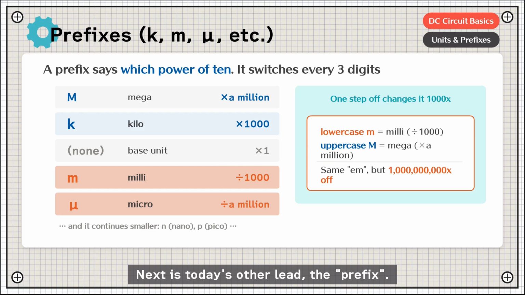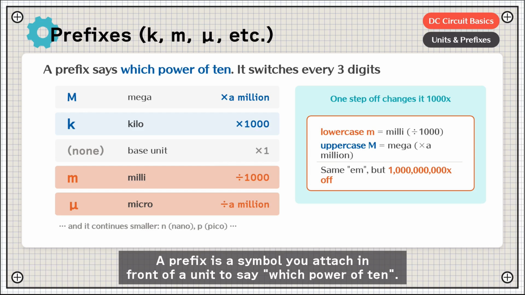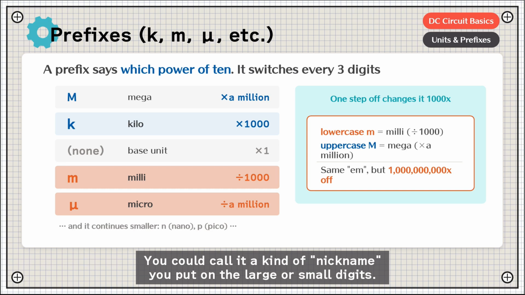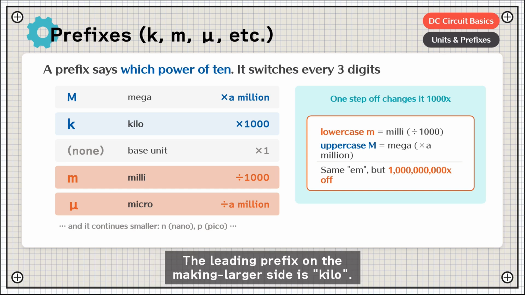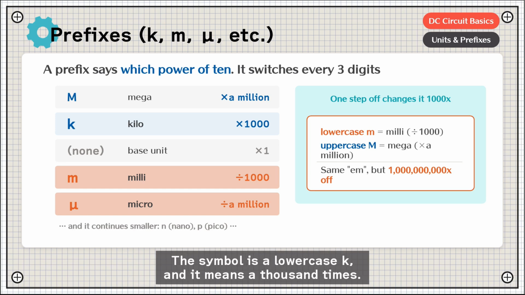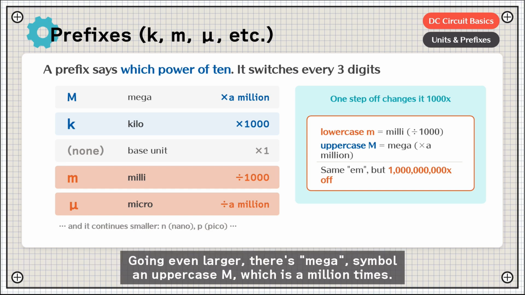Next is today's other lead, the prefix. A prefix is a symbol you attach in front of a unit to say which power of 10. You could call it a kind of nickname you put on the large or small digits. Instead of writing out 1,000 every time, it expresses it with a short symbol. The leading prefix on the making larger side is kilo. The symbol is a lowercase k, and it means 1,000 times. Picture it as going up 3 digits. Going even larger, there's mega, symbol an uppercase M, which is 1,000,000 times.